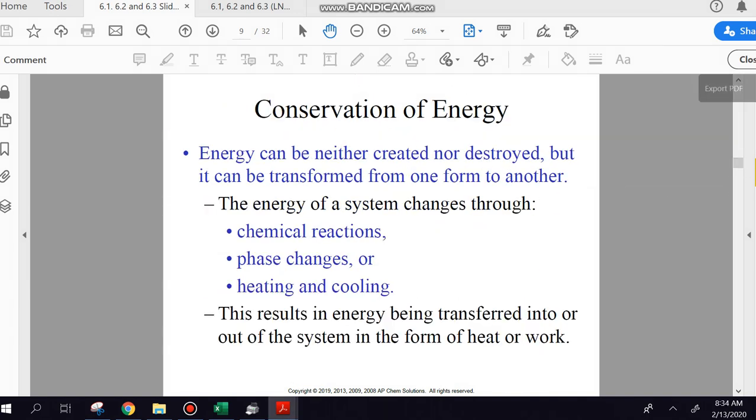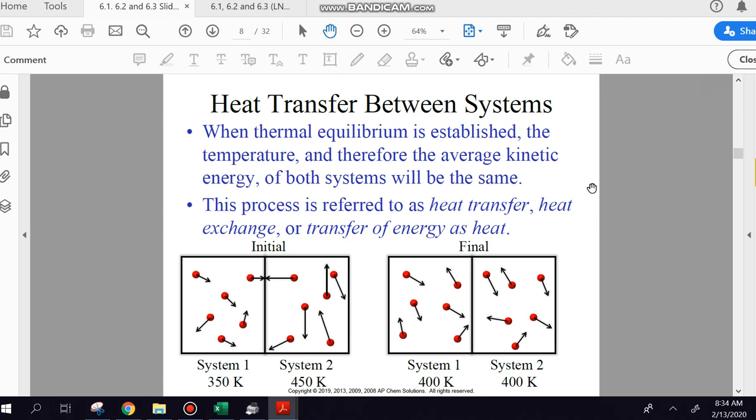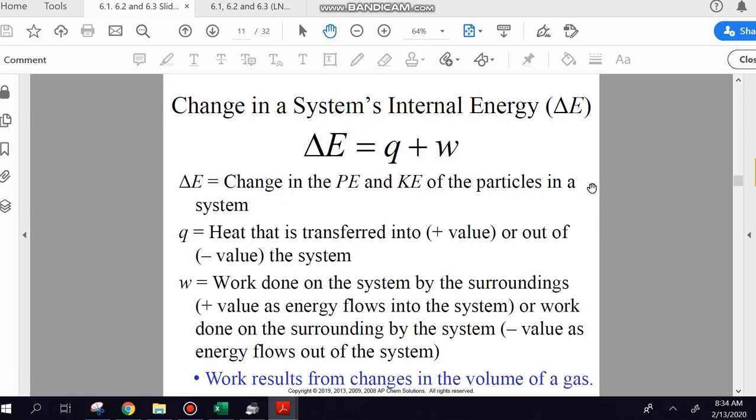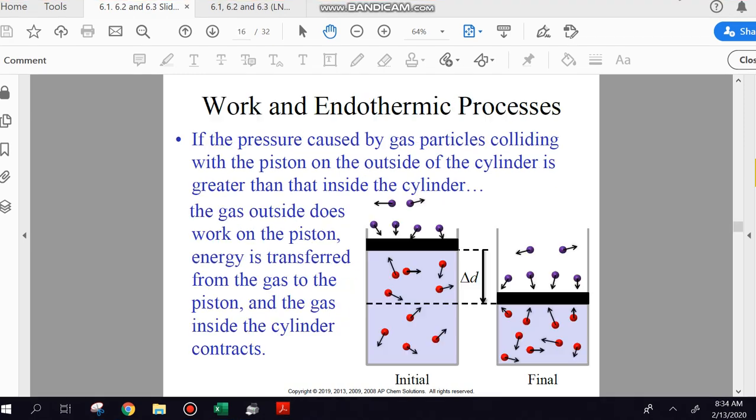Okay, we also have what we call the conservation of energy here. I believe we talked about this yesterday, where energy can neither be created nor destroyed. And then what we can discuss now further is when we talk about work and endothermic and exothermic processes.